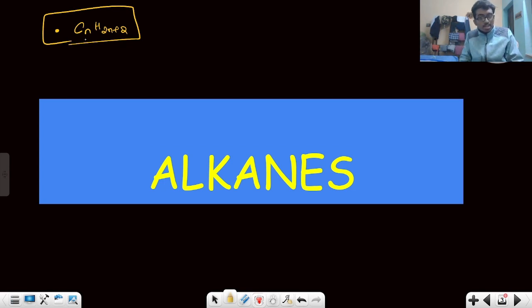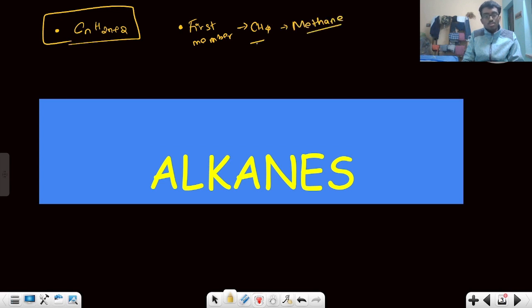So this is the alkane. The simplest possible alkane is methane, right? The first member is methane. This type of question was asked in class 10. The first member of this homologous series is CH4, that is called methane according to IUPAC rules. Clear or not clear? So these are the basic fundamentals.